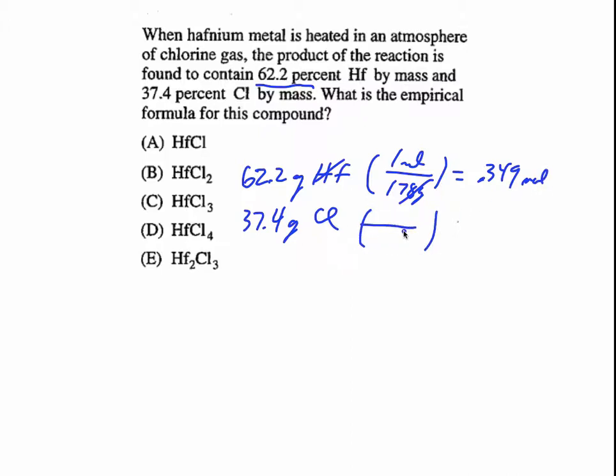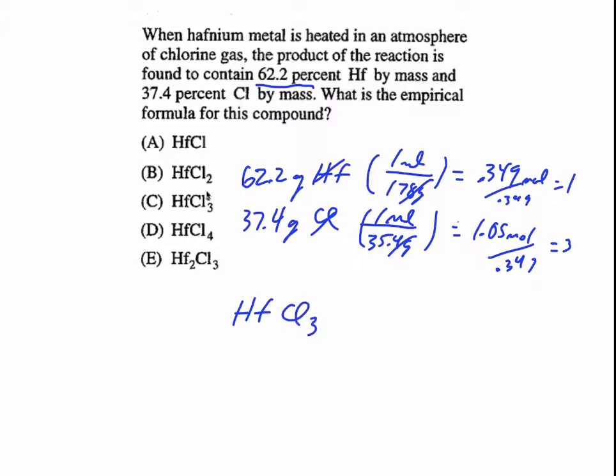I think that's how you say it. And the molar mass, 35.4 grams per every 1 mole of Cl. That's going to give me 1.05 moles divided by small, so 0.349. That's 1. 0.349. That's going to give me 3. I think this is 1.05. Not sure what this number is. 1.85, 1.05. Either way, you guys can do that out. You get 3 here. Answer is HfCl3.